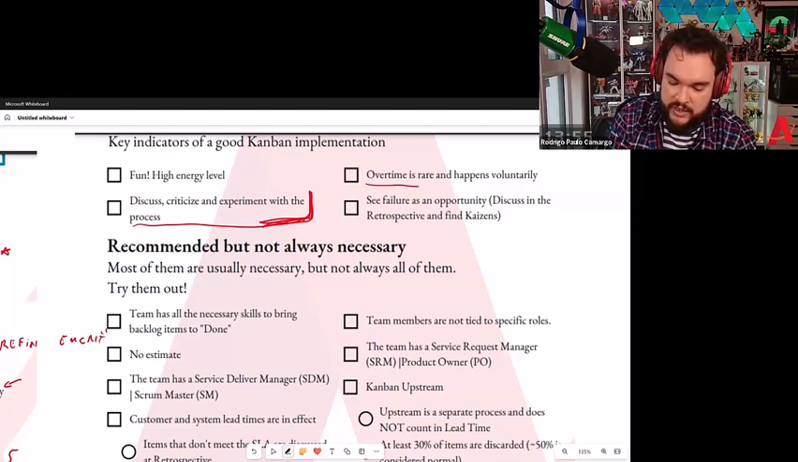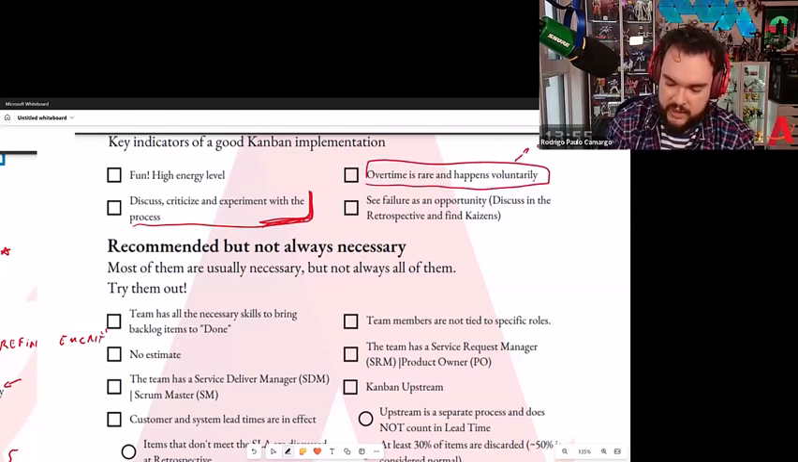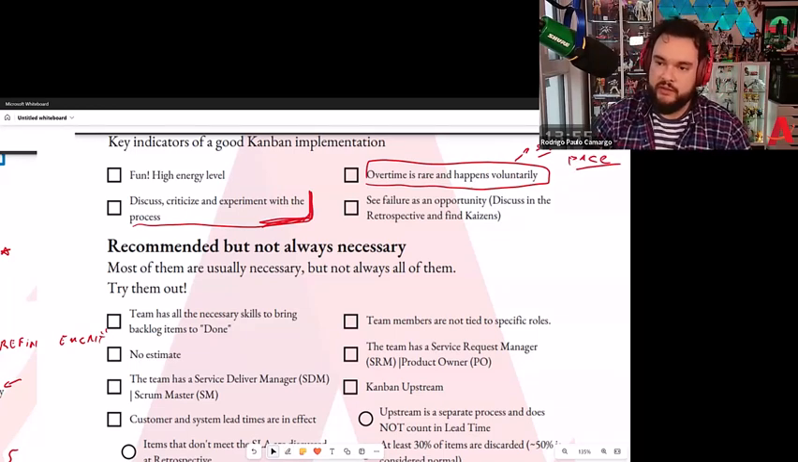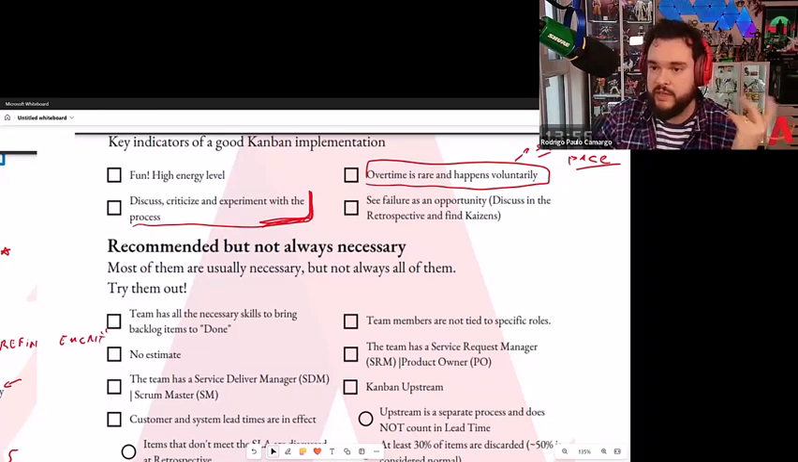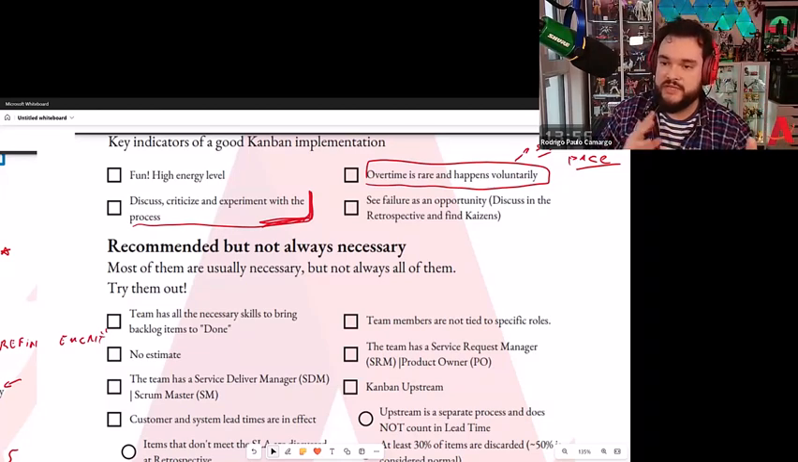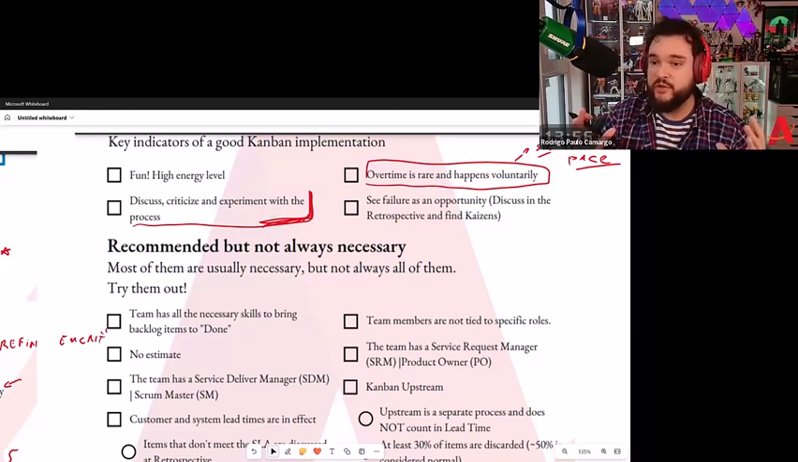Next one, overtime is fair and happens voluntarily. Here, what I'm really looking at is if they have what we call a sustainable pace, which is, can we work the way we are today for the years to come? Right? And normally what happens here is most companies don't say that. And then when I check, there are some folks inside the company that are doing a lot of work, overwork.